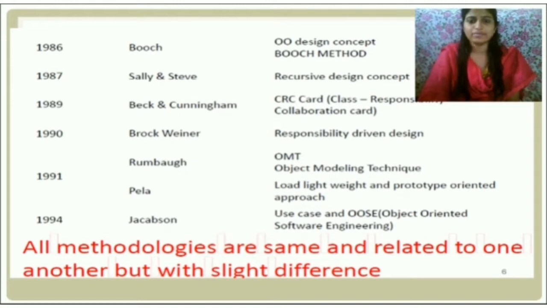In 1991, Rumbaugh defined a method, the object modeling technique, also known as the OMT approach for object orientation. In 1991 itself, Pella defined a method called the lightweight prototype oriented approach, which is useful in object oriented methodology, which deals with the object oriented paradigm. In 1994, Jacobson developed a method known as object oriented software engineering. It uses use cases and the OOSE approach.